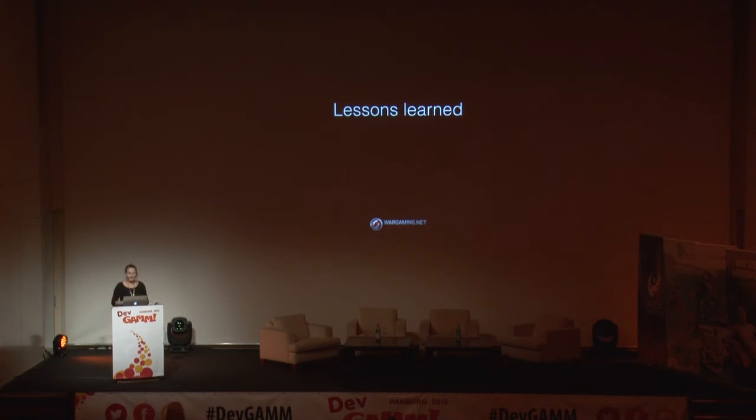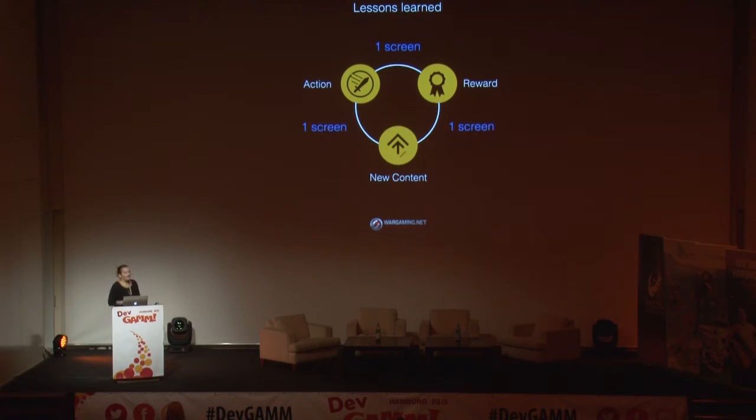Now I'm going to go very briefly over the major lessons that we've learned and some things I would like you to avoid when you're designing your game. Do not put too many screens in between action, reward, and new content. When you put too many screens, people get distracted, and if they get distracted, their session is ended. So if you want to prolong the session, don't put too many screens. Put one. If people want to get distracted, they will. If they don't, give them the option to stay in this very tight game loop.